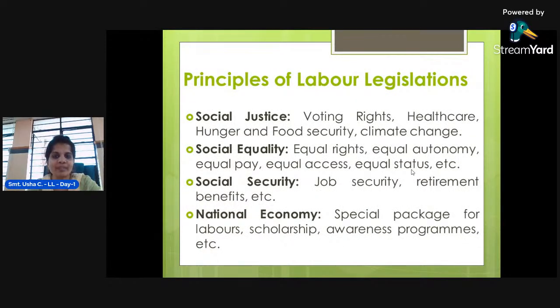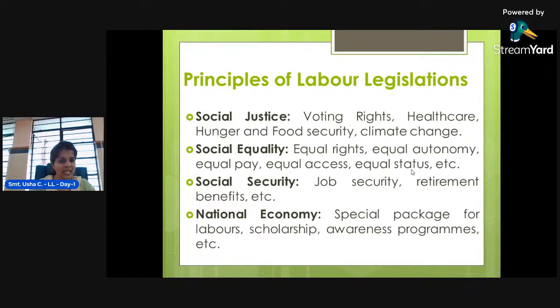Next, principles of labor legislation. See here, there are four principles of labor legislation. One is social justice, social equality, social security, and national economy. These are the four very important principles of labor legislation. This labor legislation came into force with these four principles.